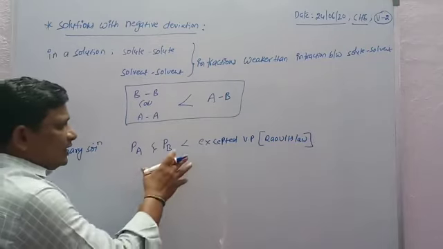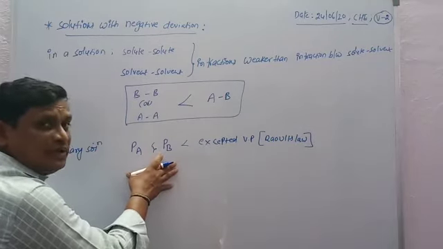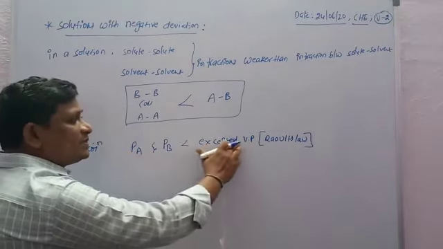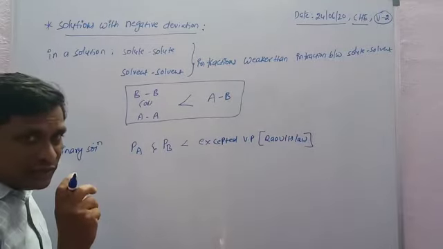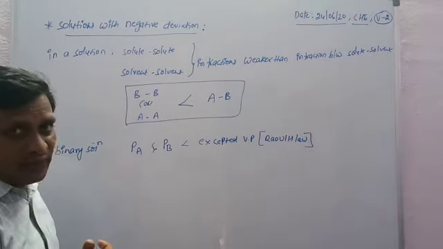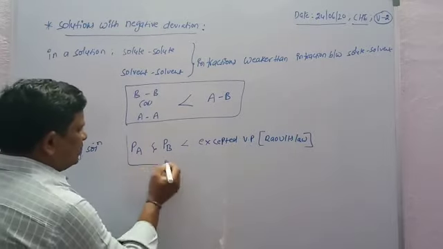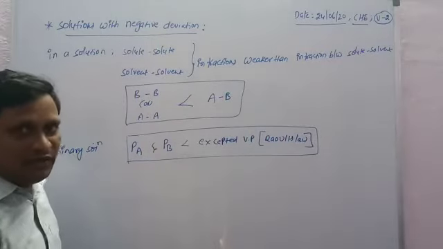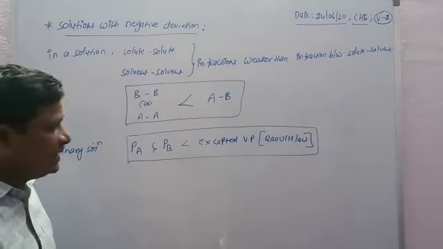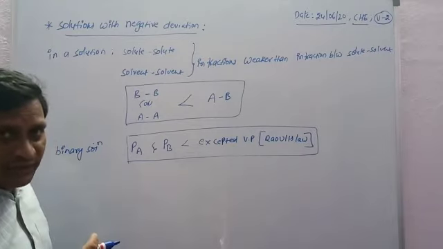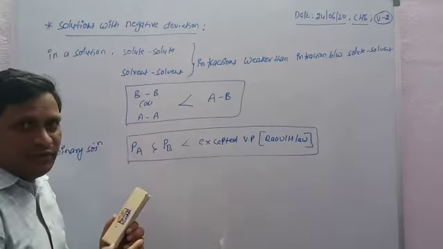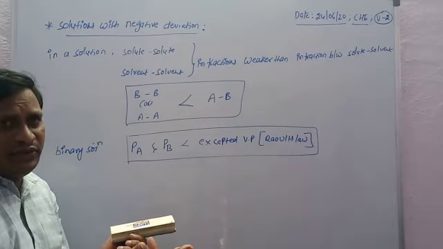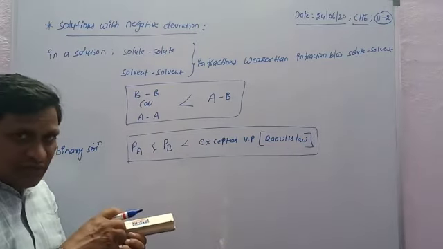So it means the vapor pressure of the individual solvent and solution is less than the expected vapor pressure of the solution. Solution vapor pressures are lower than expected. So it shows the negative deviation. Why? Because of the interaction between molecules. If solute is mixed with the solvent, it is converted into a solution. Then interactions between molecules are stronger.